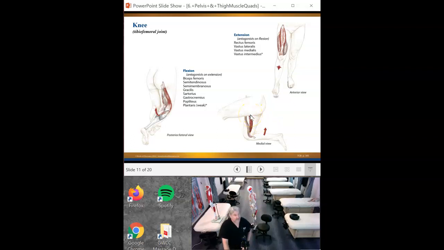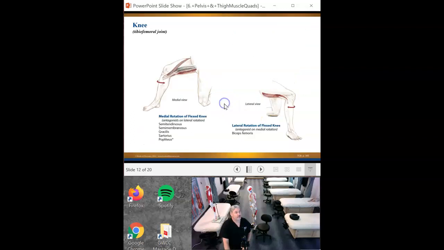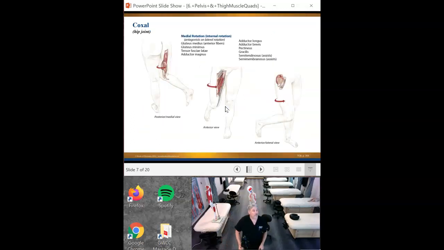I do want to go back and see if they show flexion of the hip here. So bear with me. My keyboard is not cooperating.